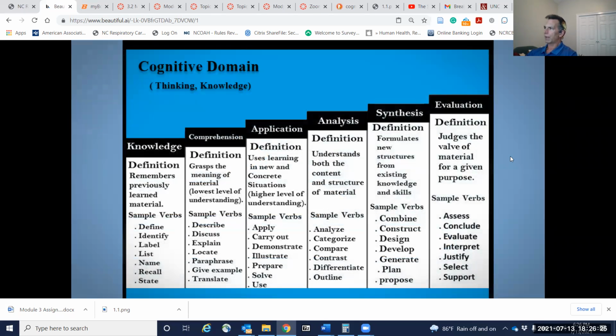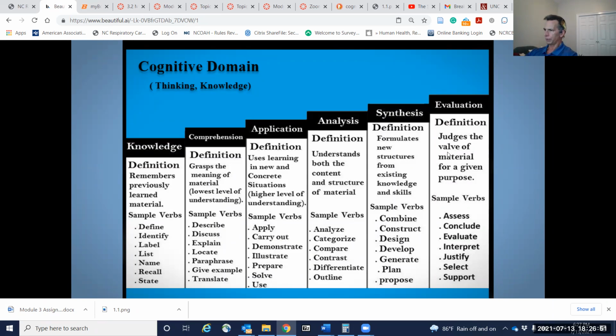So if you're looking at the cognitive domain, you've got all of these definitions: knowledge, comprehension, application, analysis, synthesis, and evaluation. Notice this doesn't go up to creation. The reason I'm pointing this out is they have sample verbs for each one and a definition for each one. I'm not going to read them all, but it's important to think about the verbs. Don't just randomly pick them. Think about the verb and what it means.